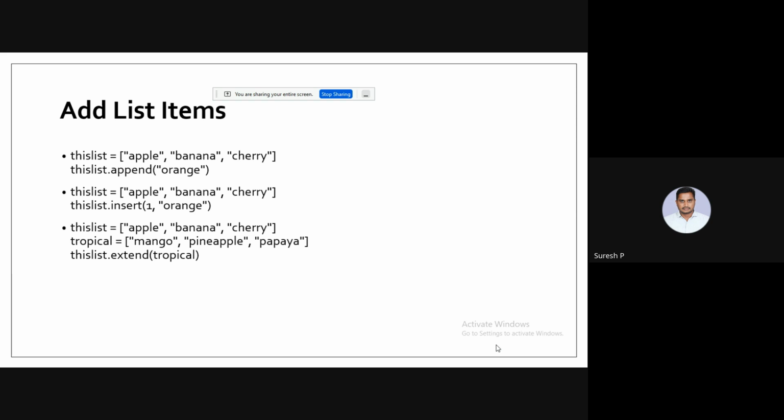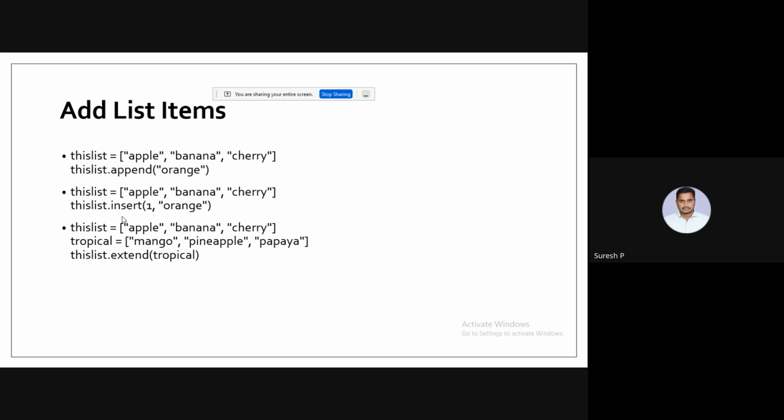For insert, the first argument should be the position, that is, in what position the element has to be added, and then the value of the element has to be specified. Now we are giving 1 comma orange, so in position 1 the orange element will be added, and our output will be apple, orange, banana, and then cherry.